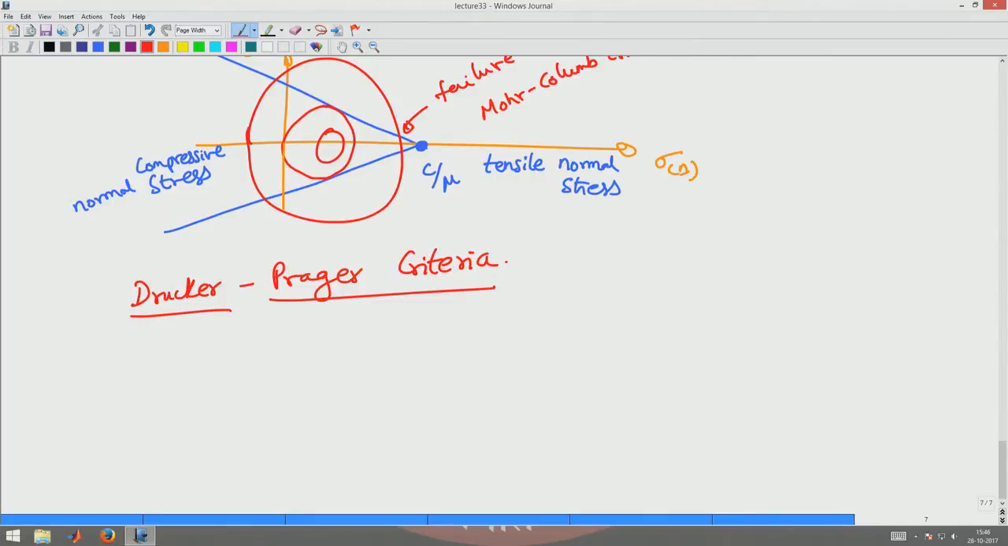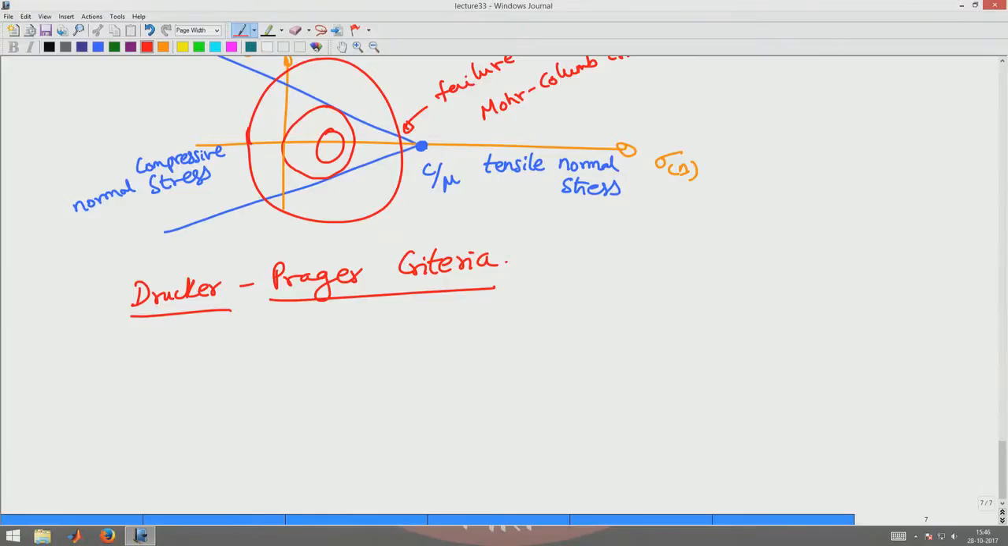Okay. The final criteria that we want to look up is the Drucker-Prager criteria. What this tells us is this similar to Mohr-Coulomb's criteria, except that it places in terms of the invariance directly. Okay. We saw that K to D is nothing but the octahedral shear stress. We want that to be lesser than some kappa square.